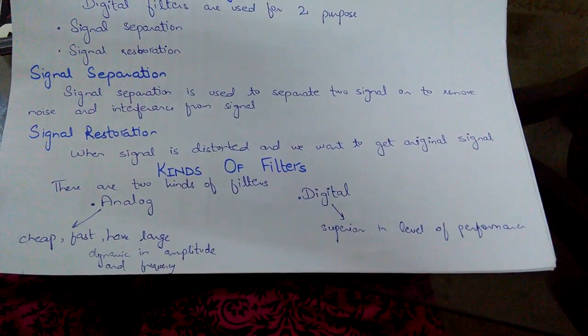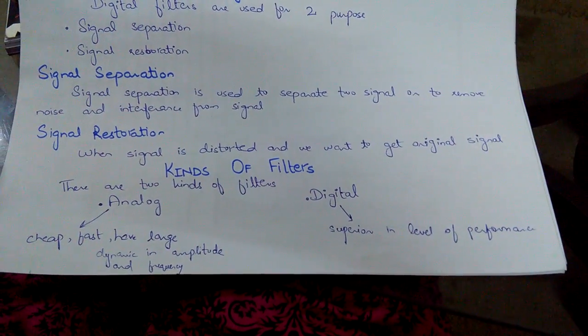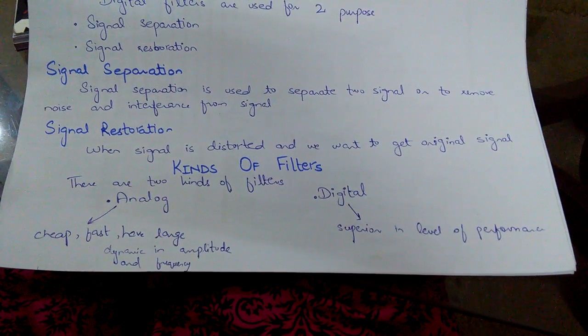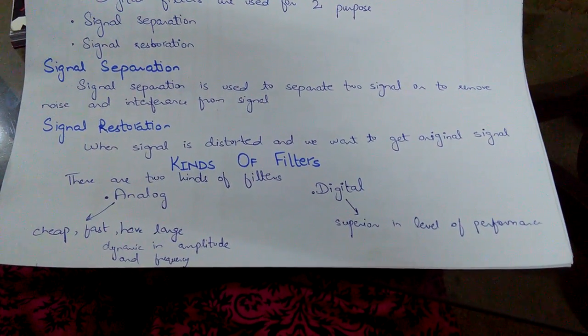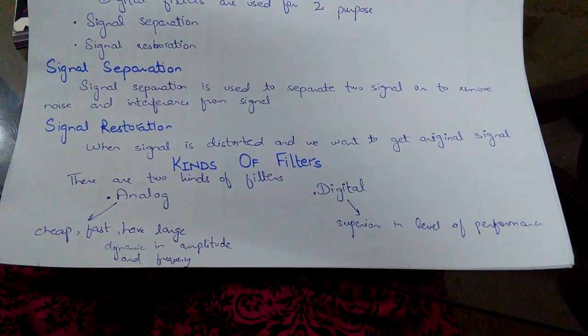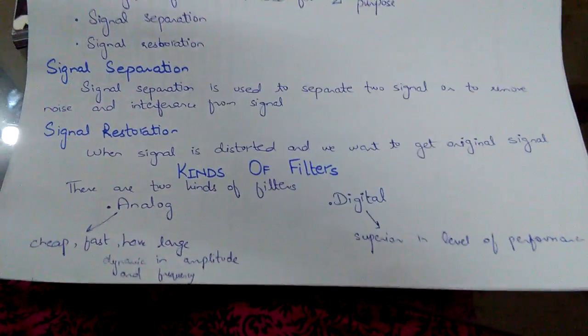We apply filters. And what are the kinds of filters? There are two kinds of filters: analog filters and digital filters. Analog filters are cheap, fast, and have a large dynamic range in amplitude and frequency, while digital filters are not cheap but superior in level of performance.